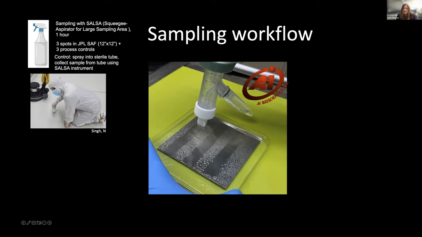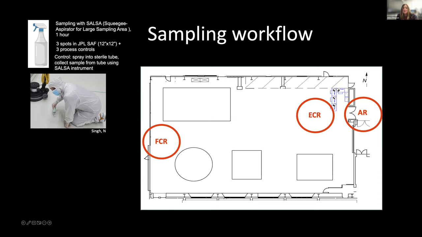And this sampling head here that you see is replaced with a new one out of the package along with a new collection tube each time so that you're maintaining sterility. We sampled three locations in the clean room, two high traffic areas, the A shower or AR in this figure, the entrance area of the clean room, ECR, and one low traffic area at the far end of the clean room.